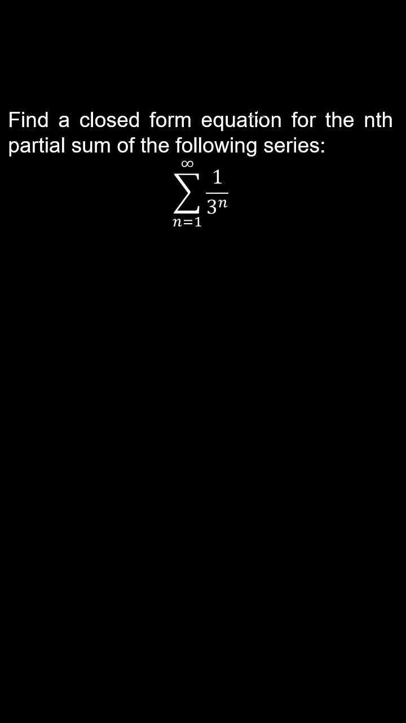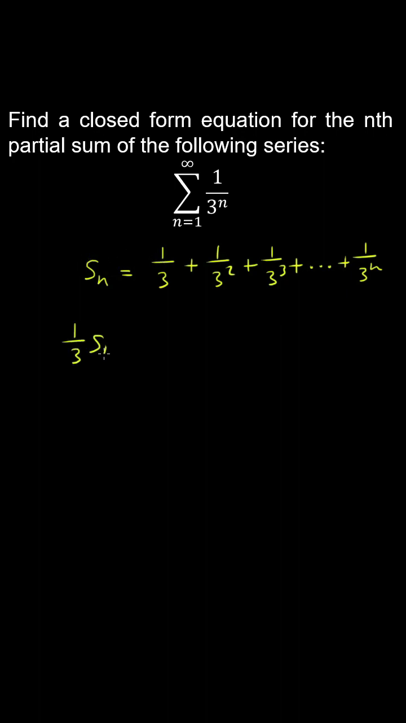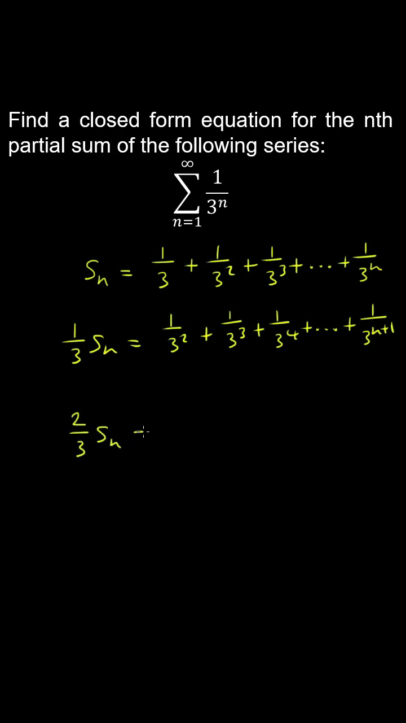Let's find the closed form equation for the nth partial sum of the following series. Well, we can write the nth partial sum of this series as 1 over 3 to the 1 plus 1 over 3 squared, and so on, up to 3 to the n. And if we multiply this by a third, we obtain the following result.